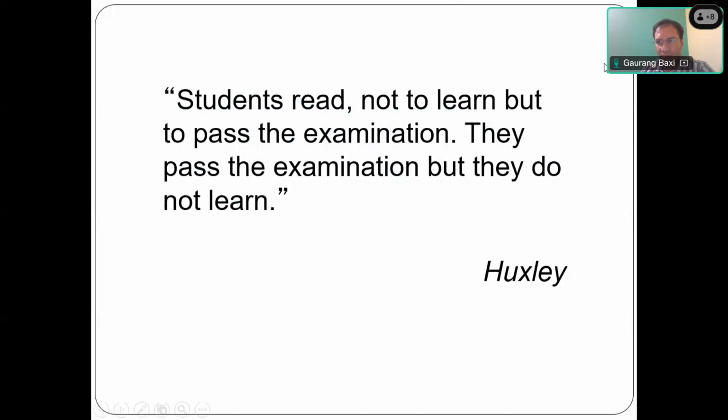Okay, so do you agree with this statement? Students read not to learn but to pass the exam. They pass the exam but they do not learn. Many of them, yes. So we need to introspect why such a scenario is arising. And definitely it has something to do with our assessment system.